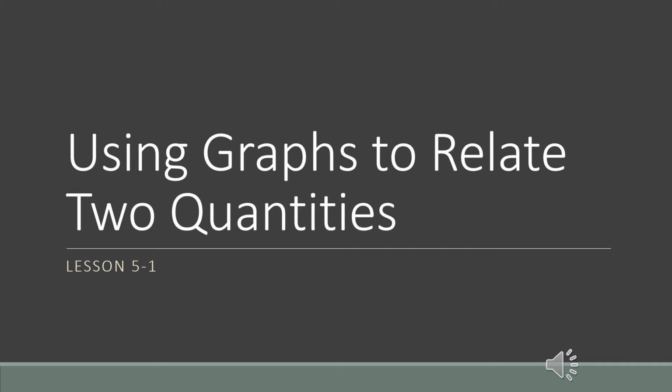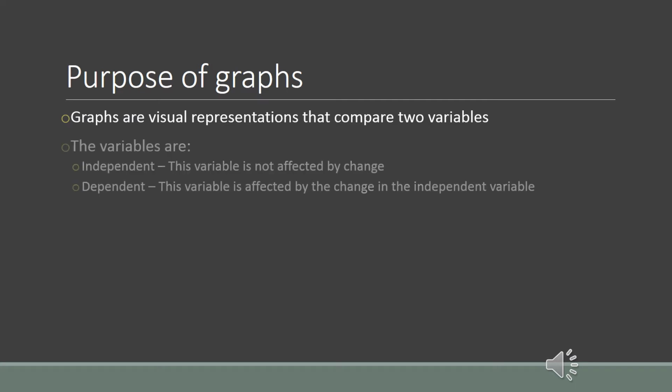This is lesson 5-1, using graphs to relate quantities. Let's discuss the purpose of graphs. They're visual representations that compare two variables. The variables that we have for graphs: one is independent, any variable that is not affected by change, and the dependent variable, the variable that is affected by change of the independent variable.